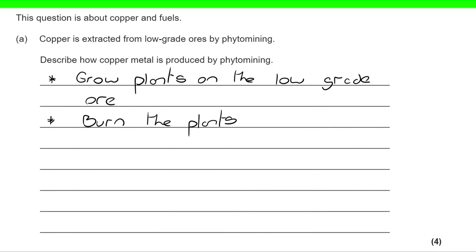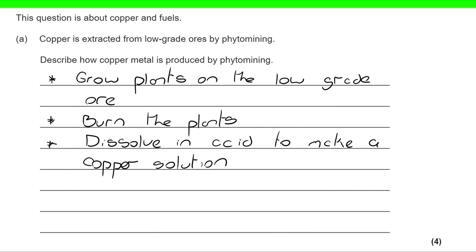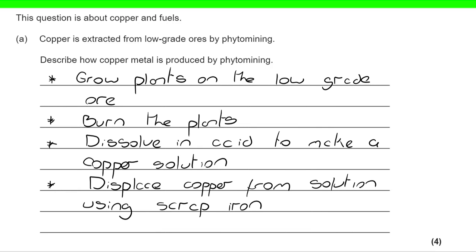We then burn those plants. We take the ashes of those plants and we dissolve them in acid to make a copper solution, copper sulfate. And then we can displace the copper from that solution using scrap iron. You may also talk about it being done via electrolysis.